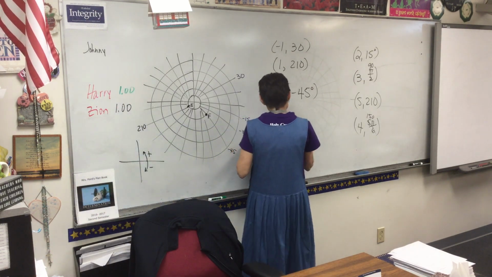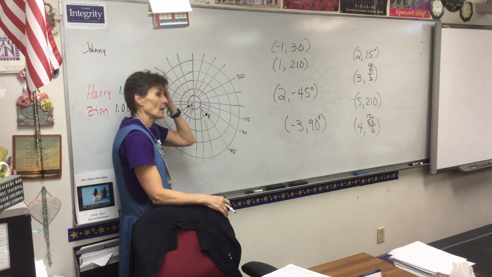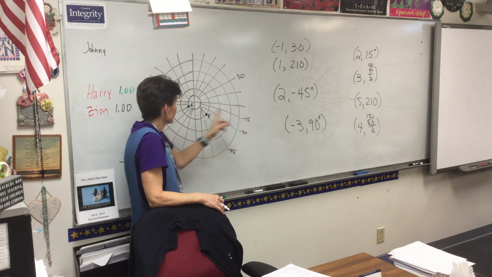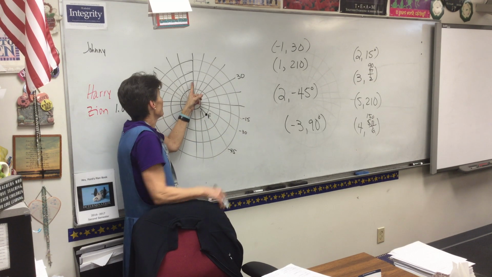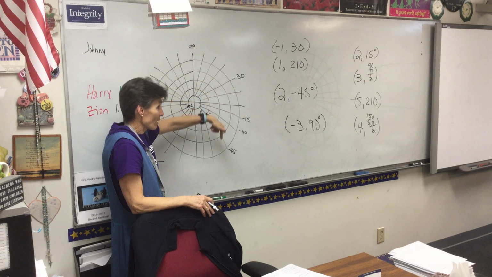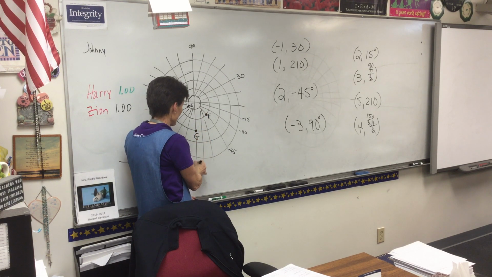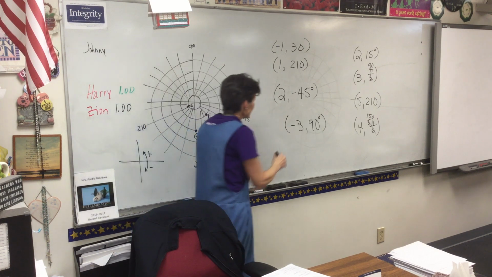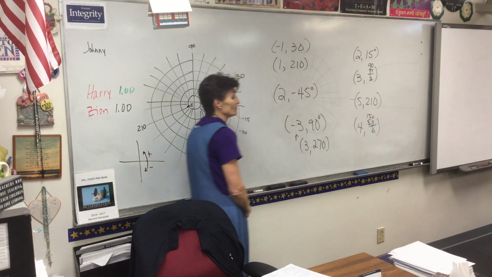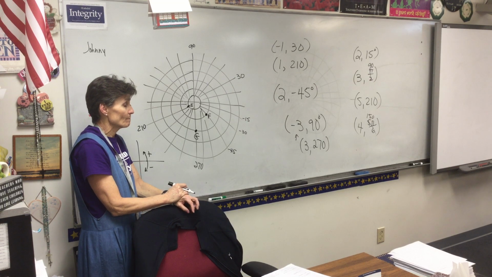Now G has a negative R. Now wait a minute, a negative R. I'm still going to be on my third circle. I'm still going to go on my third circle. But instead of graphing it on 90, I'm going to graph it on the opposite, which will be 270. So here is point B. This negative takes you to the opposite side of the circle. A negative R takes you to the opposite side of the circle.